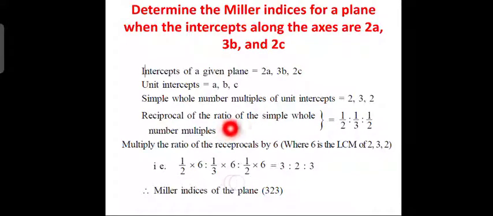The reciprocal of the ratio of the simple whole number multiples: you have to take the reciprocal, 1 by 2, 1 by 3, 1 by 2. Multiply the ratio of the reciprocals by 6. So half into 6, 1 by 3 into 6, and half into 6 gives 3 is to 2 is to 3. Then the Miller indices are 3, 2, 3.